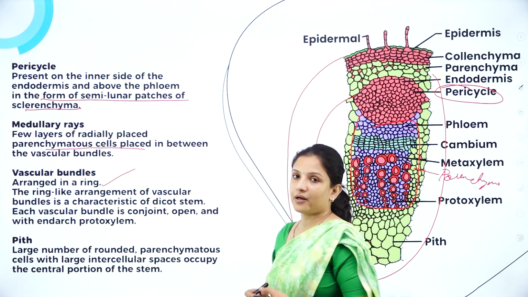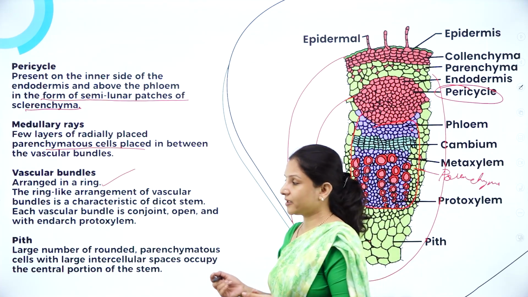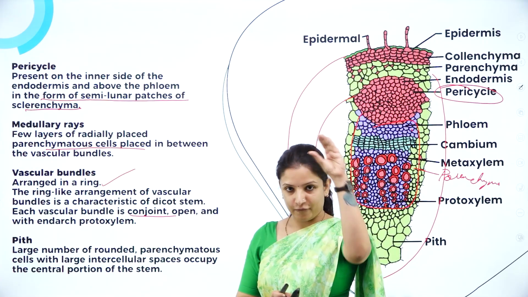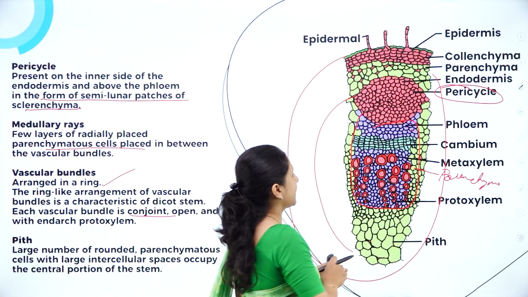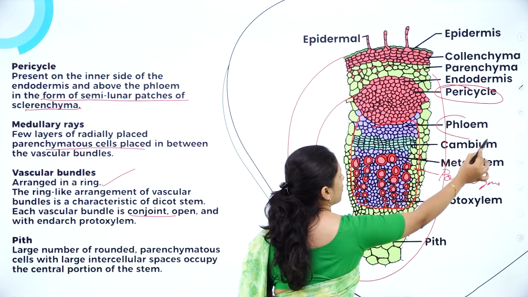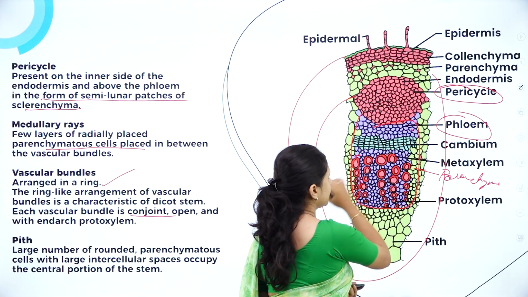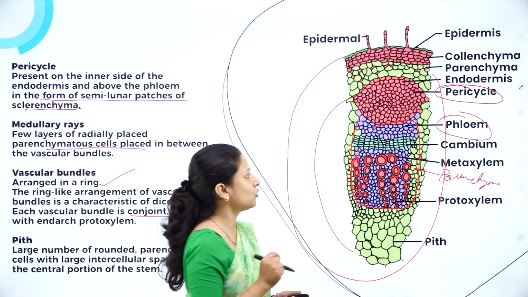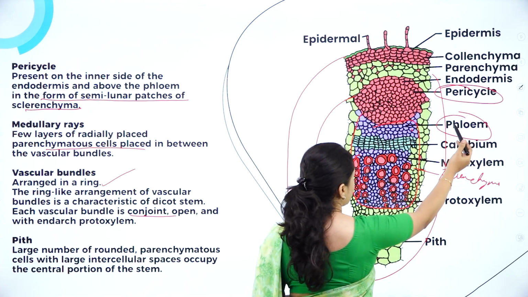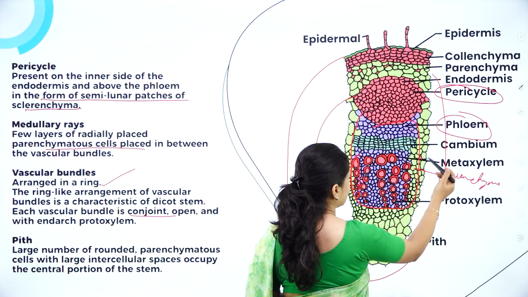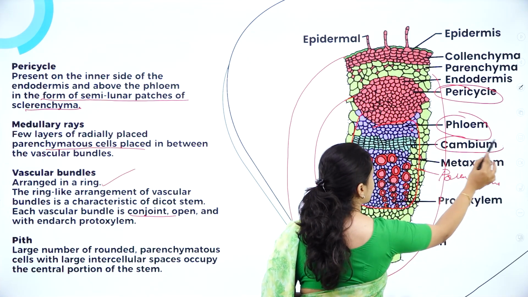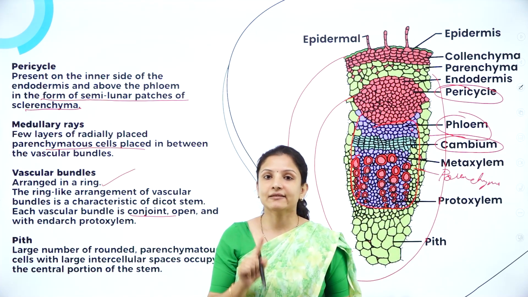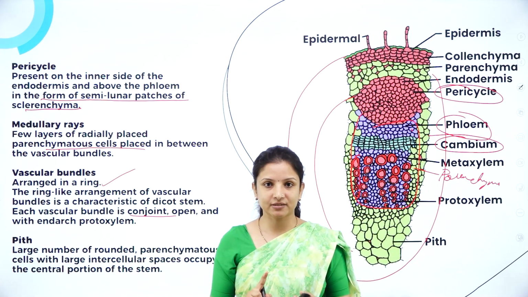And each vascular bundle, what type is the vascular bundle? It is conjoint. Conjoint means top phloem is there, below xylem is there. If you can see here, top phloem is there and below you can find the xylem. So therefore it is conjoint, it is open type. Why is it open type? Because between the phloem and the xylem, there is a cambial ring that is present. So therefore, what type of vascular bundle is it? It is a conjoint open type vascular bundle.